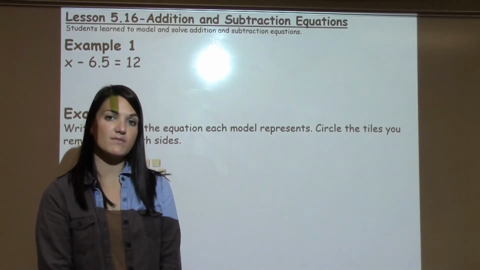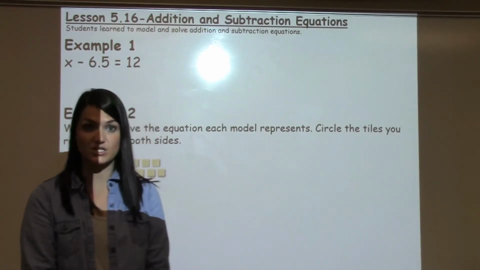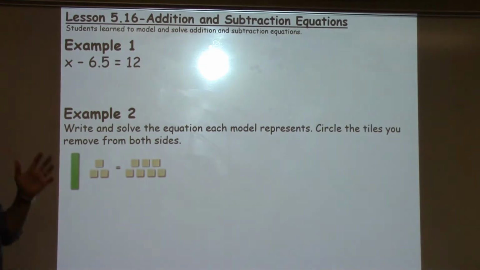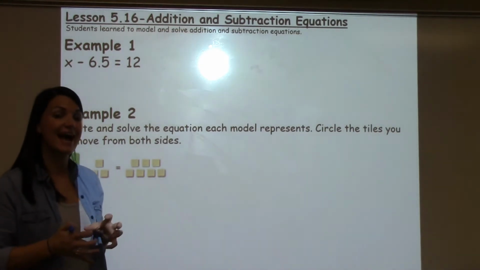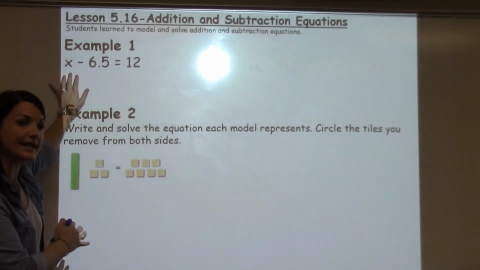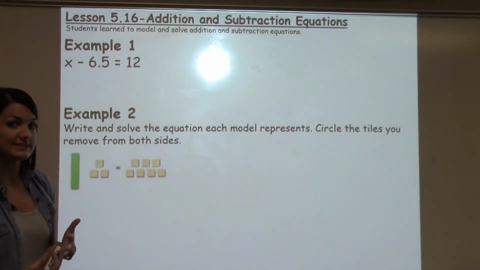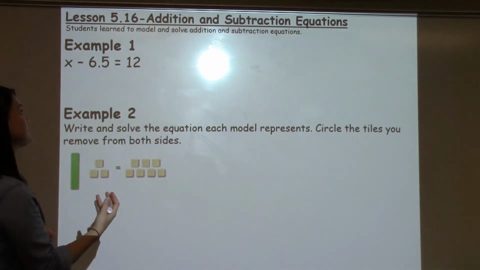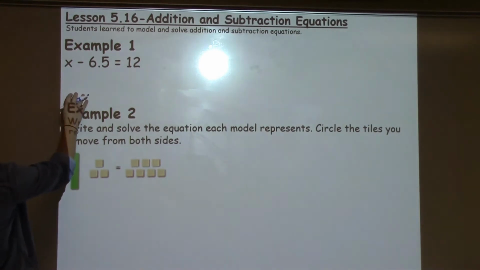Today students learn how to solve equations using addition and subtraction. So, in the first example, we have x minus 6 and 5/10 equals 12. What students learn to do today is to isolate the variable, to get x all by itself on one side in order to show what that x is equal to. So in order to do that, they need to do the opposite to everything else that is on one side of the equation with x.